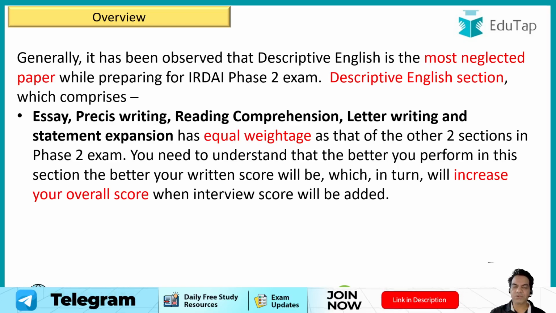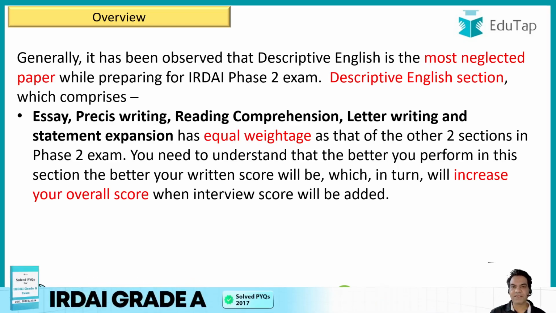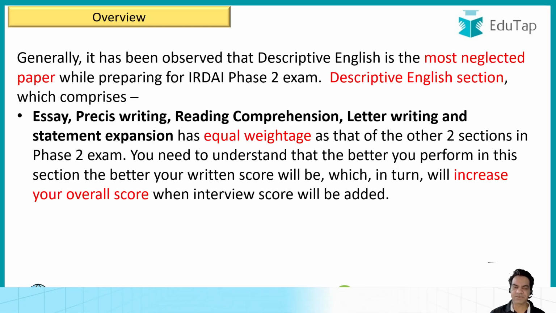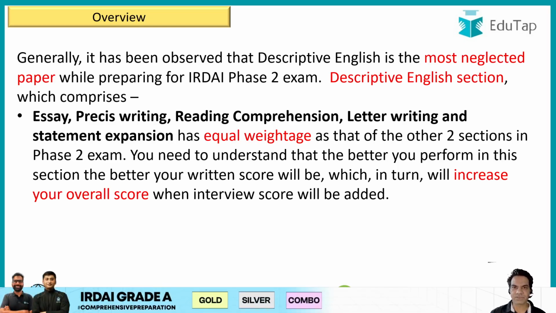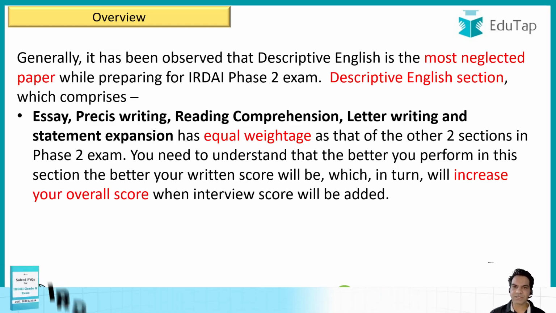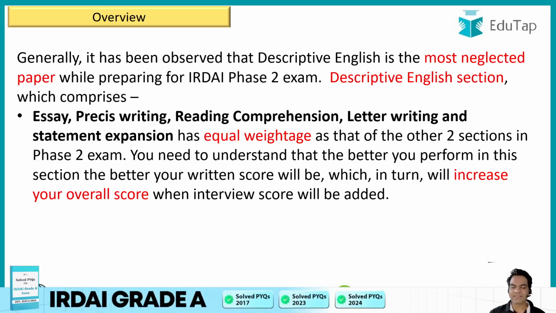You prepare well, you score well, and you'll see finally your overall score, even if your interview didn't go very well, you'll still be able to make it to the final list because of your descriptive English score. So this is an advantage that you have. This is something that we call having an ace up your sleeve. This is your trump card. Use it to score high and finalize your selection in such regulatory body exams.